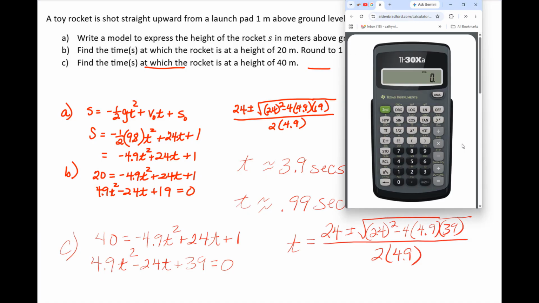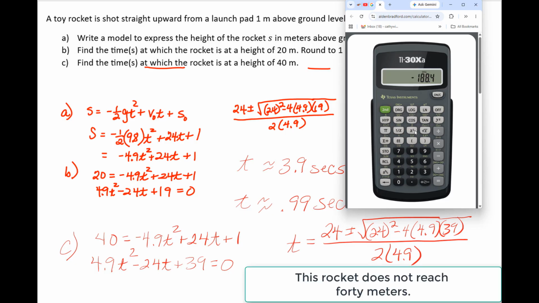I'm going to do the stuff inside the radical first. So 24, square it, and then minus 4 times 4.9 times 39, hit equals, and it's negative. It has to be a real number because this is supposed to be seconds. So it cannot be imaginary. It cannot be a complex number. And so that just tells me that this rocket doesn't reach 40 feet. This rocket never gets to 40 feet.